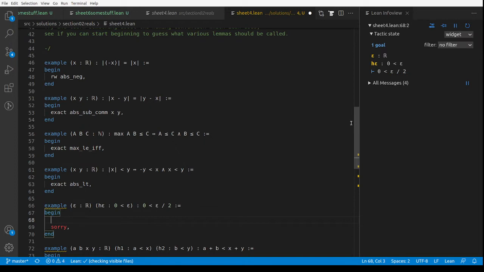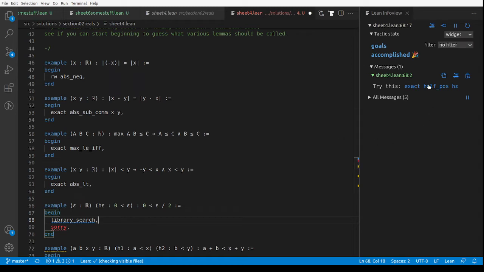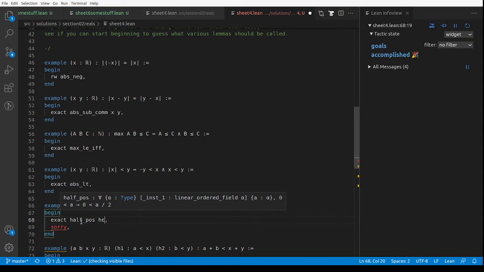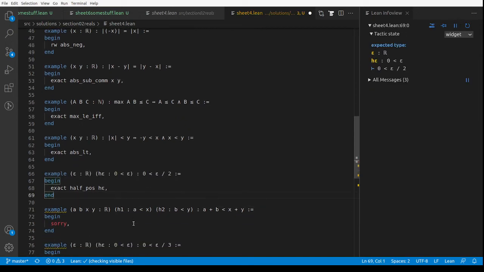But also, my guess is that this is going to be in the library. So there we go, half_pos, exact half_pos. So what does half_pos say? half_pos says, if alpha is positive, then alpha over 2, half of alpha, is also positive. So that's done this one.